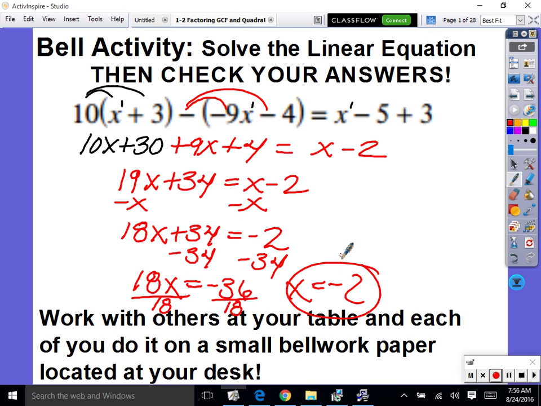How many got it right? Raise your hand. Awesome. How many of you were close, made a little error, but now you see it? Okay, just as good. That's why we're doing this.